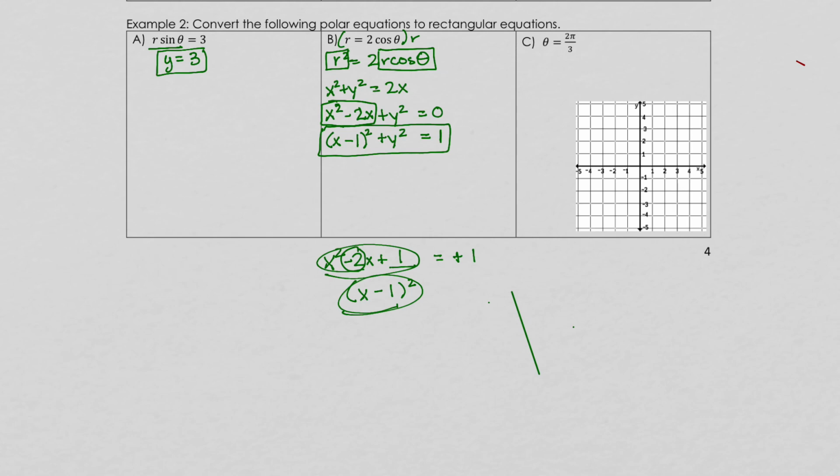Now in C, I have theta, but I need to get rid of theta because I need x and y. So I provided a graph here where we could graph, and I'm not going to be super exact, so just forget those numbers are there. I know 2 pi over 3 is going that way, and if I continue, remember r can be positive or negative, so it makes this line. So I want an equation for this line.